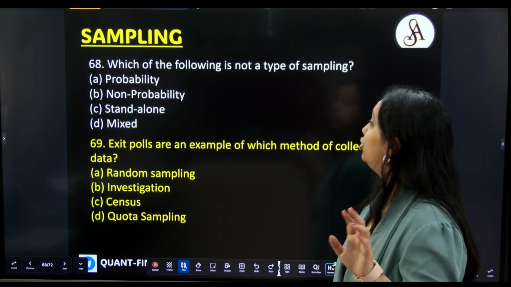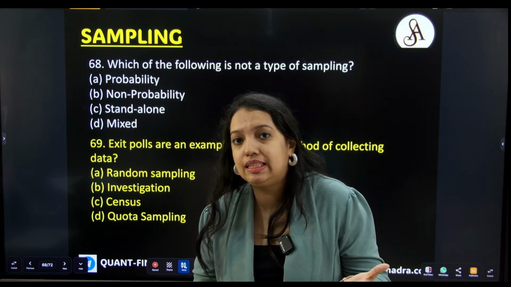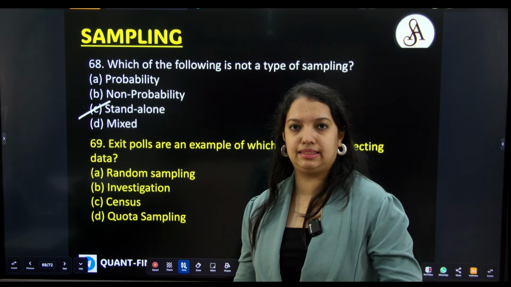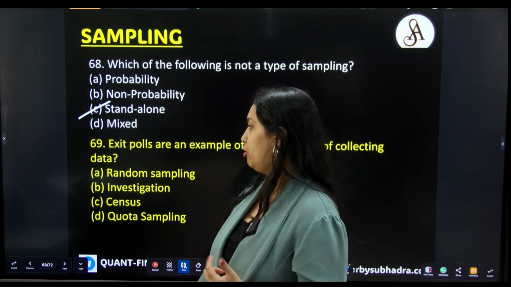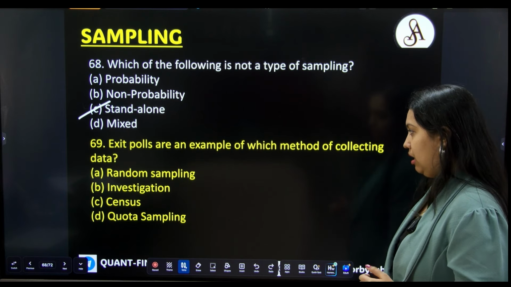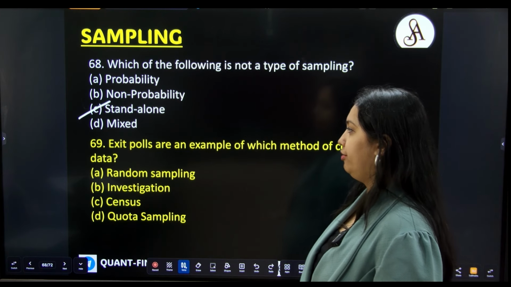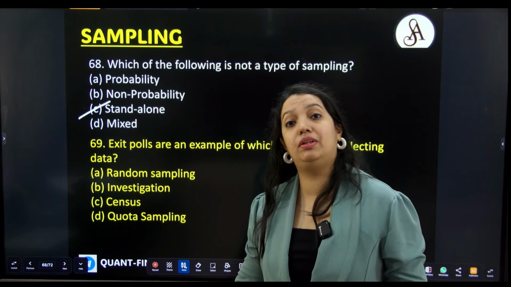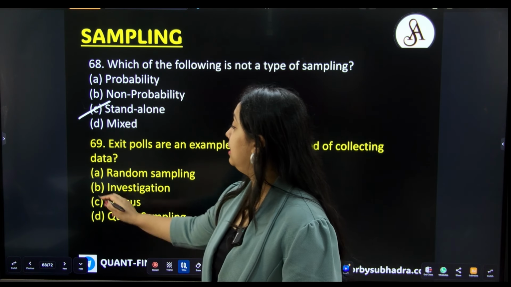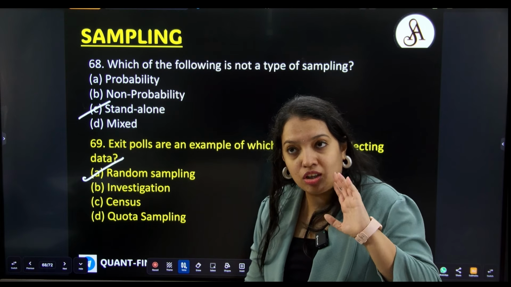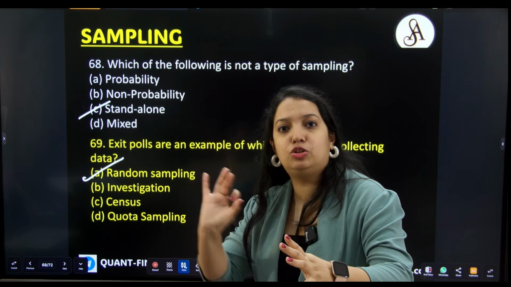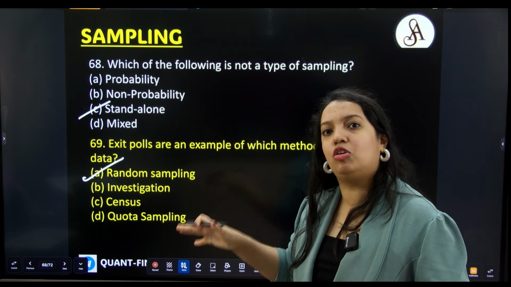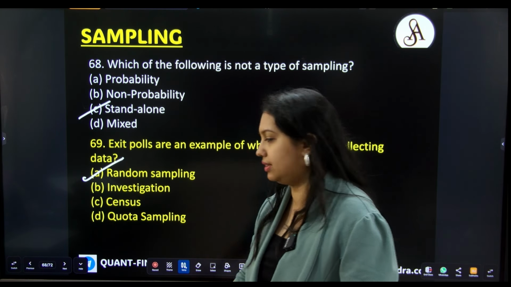Which of the following is not a type of sampling? We have probability sampling, non-probability sampling. There is nothing known as standalone sampling. Mixed sampling is both probability plus non-probability. Next, exit polls are an example of which of the following method of collection. In exit polls, randomly you are going to collect data from people who are going to come over there. So this is an example of random sampling. You are not applying some formula or technique to choose the sample. Anyone who is coming over there, you are going to collect the data. You will tell what could be the result, who will win, BJP or Congress, correct?